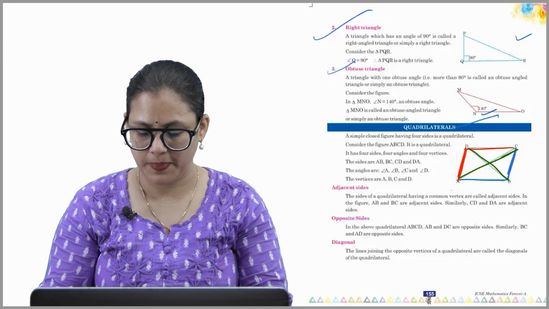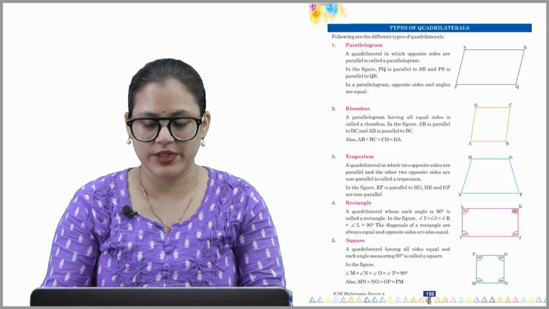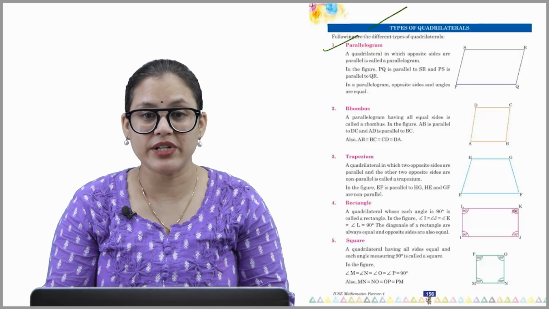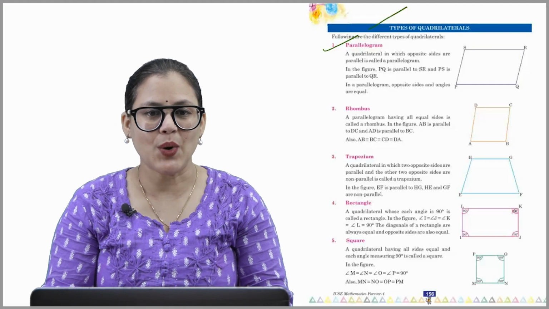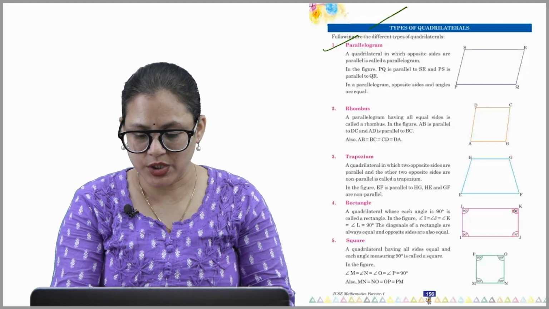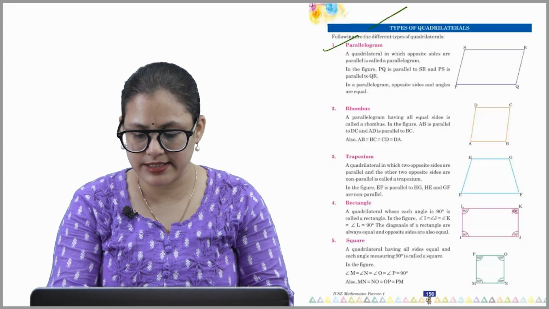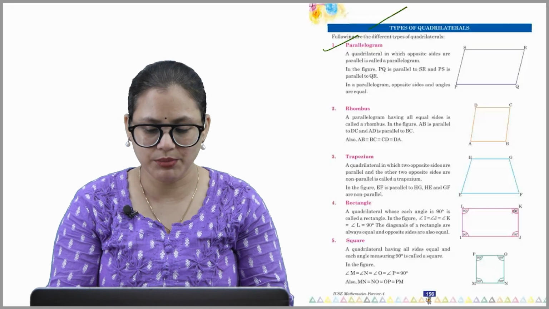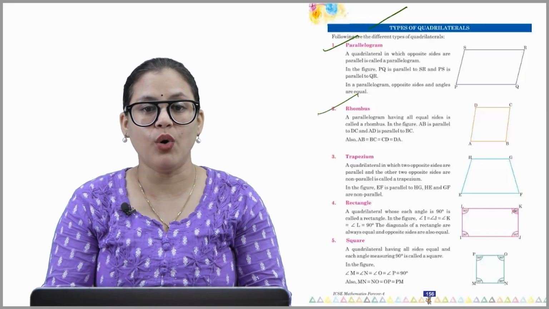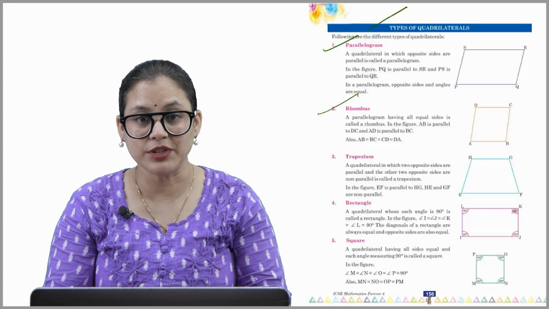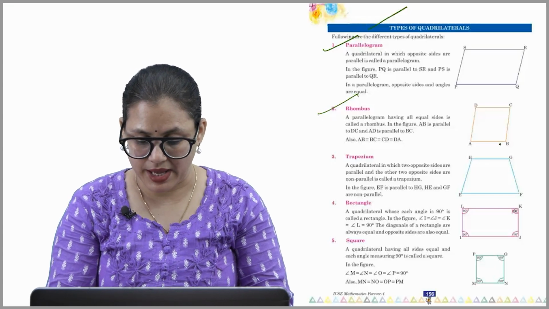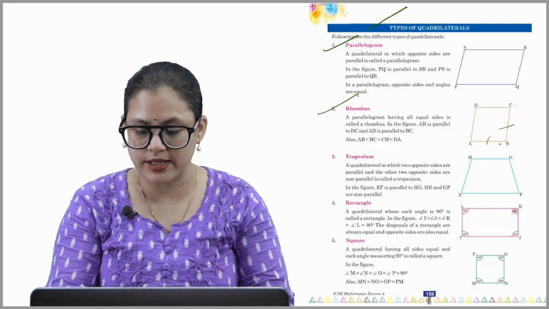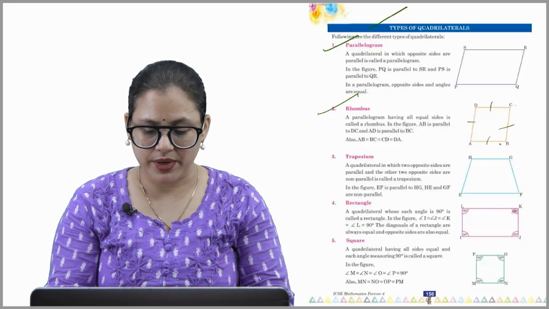Types of quadrilaterals. Following are the different types of quadrilaterals. Number 1, parallelogram. A quadrilateral in which opposite sides are parallel is called a parallelogram. In this figure, PQ is parallel to SR and PS is parallel to QR. In a parallelogram, opposite sides and angles are equal. Number 2, rhombus. A parallelogram having all equal sides is called a rhombus. In the figure, AB is parallel to DC and AD is parallel to BC, and also all 4 sides are equal.